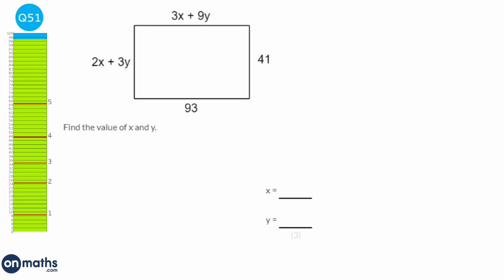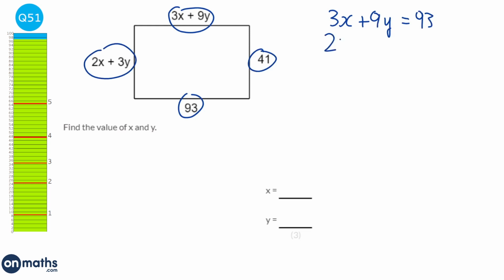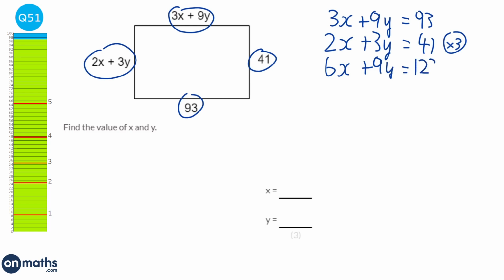Something we know about rectangles is opposite sides are equal, so these two will be equal. And these two will be equal. And you notice now that we've got simultaneous equations. So what I'm going to do is get the coefficient of the y the same. And I'm going to do that by multiplying everything in the second equation by 3. So we get 6x plus 9y equals 123.